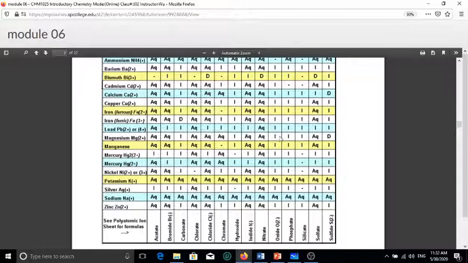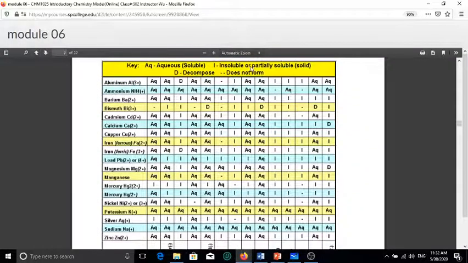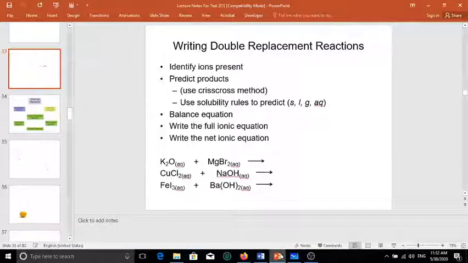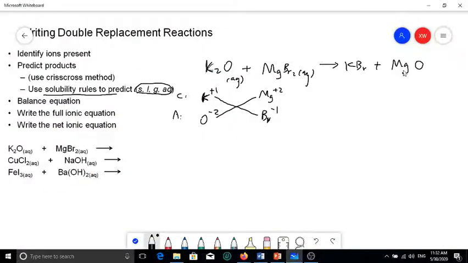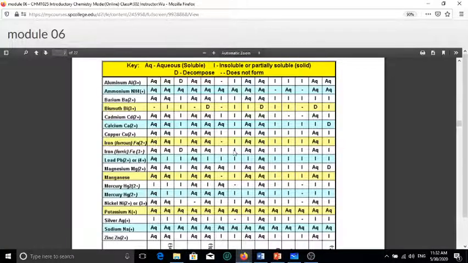This is I. I stands for insoluble or partially soluble, which means it's going to remain in solid form. So that means MgO, magnesium oxide, is actually going to be a solid. Keep in mind what you see here is actually I.